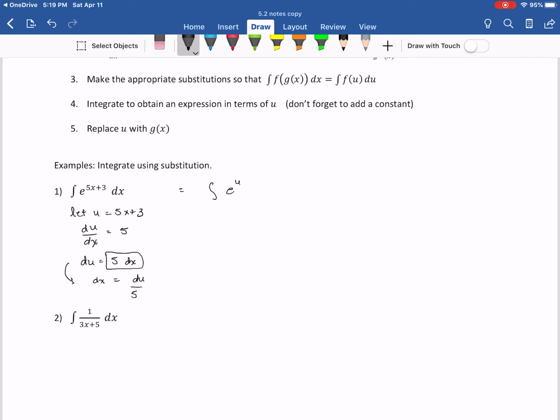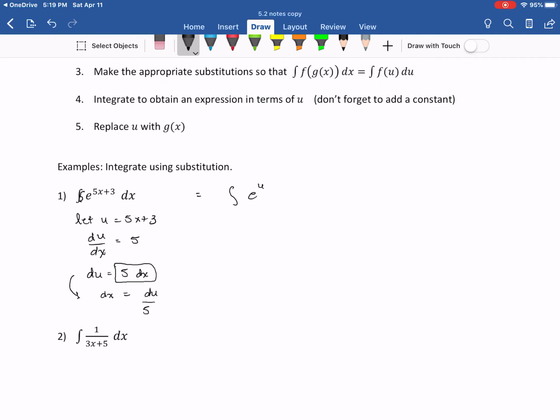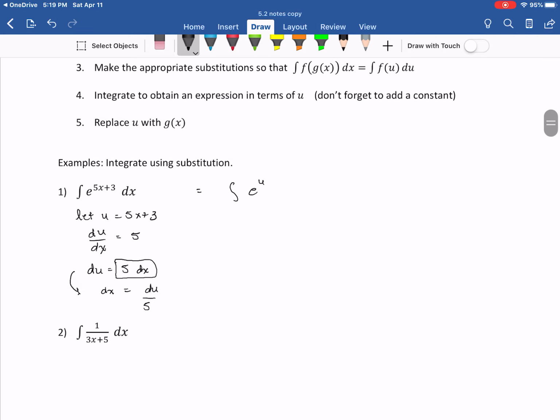So check out what I can do. I can put a 5 in that problem. Let me make this better. I can put a 5 right here. But if I do that, I have to compensate by putting in a 1/5. See what I'm saying? So you can put in that constant. You can put a constant in anywhere you want to.